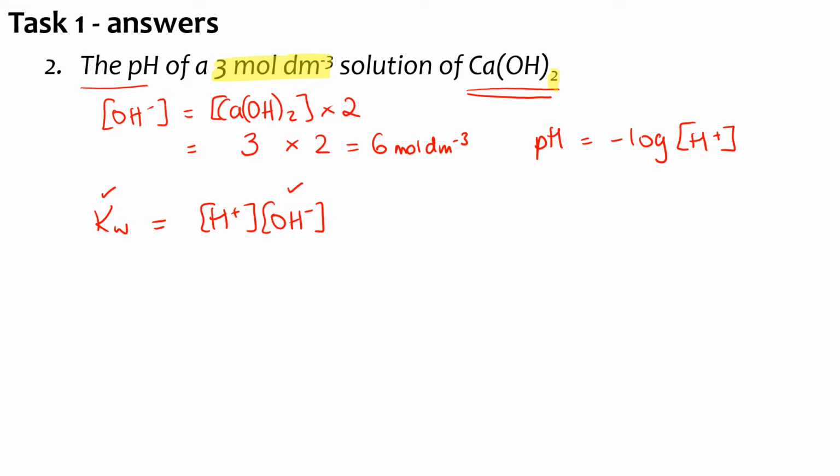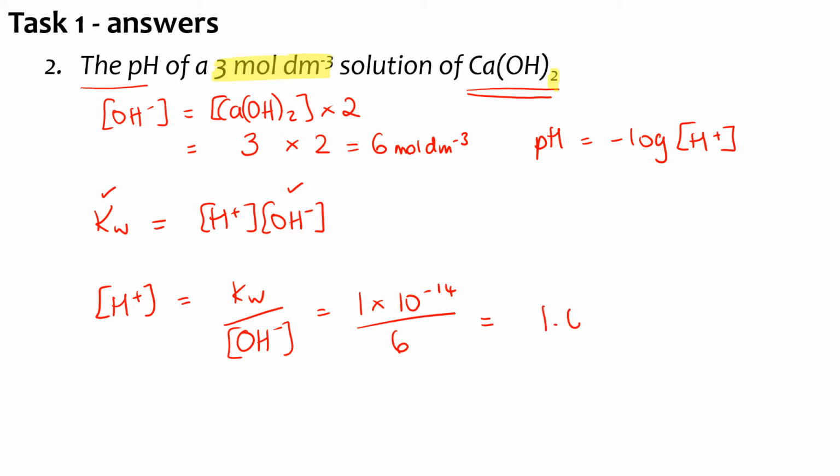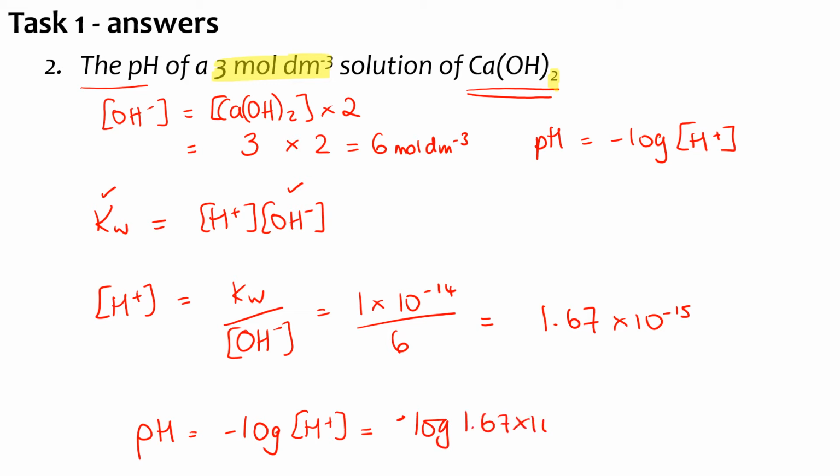We know the value of Kw, so we're going to rearrange to find H plus. Kw divided by OH minus. 1 times 10 to the minus 14 divided by 6 gives us 1.6 recurring, 1.67 times 10 to the minus 15. And therefore the pH is going to be minus log of H plus, minus log 1.67 times 10 to the minus 15. And that gives us a value of 14.78, again to 2 decimal places. And again, that's the right ballpark for the pH of an alkaline solution.